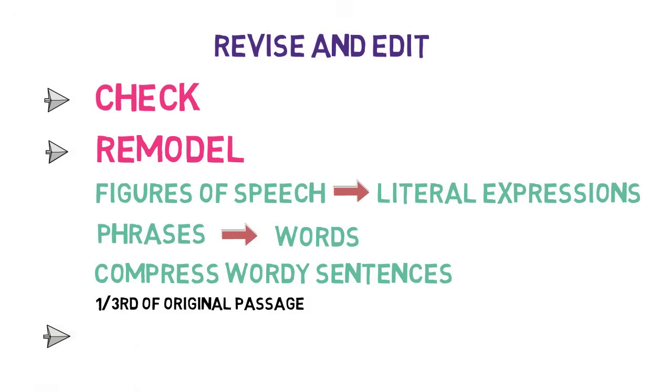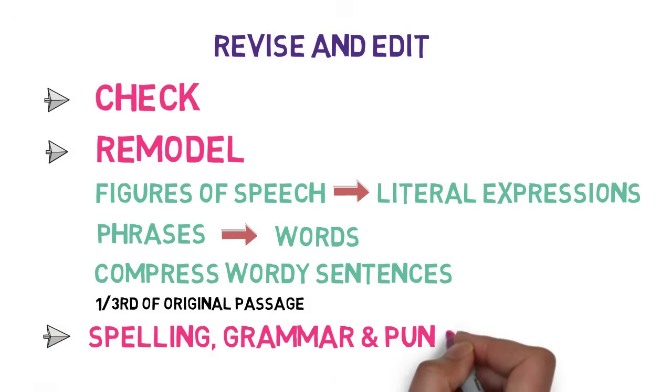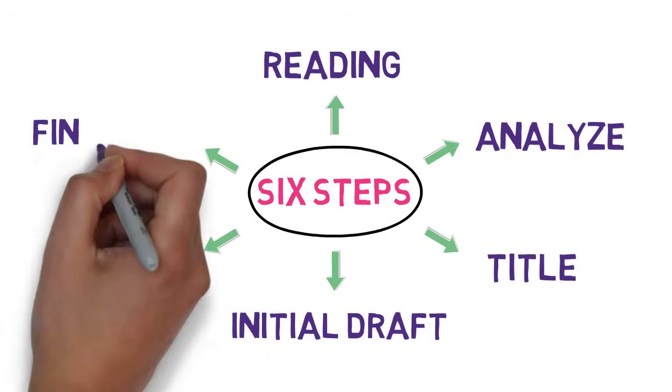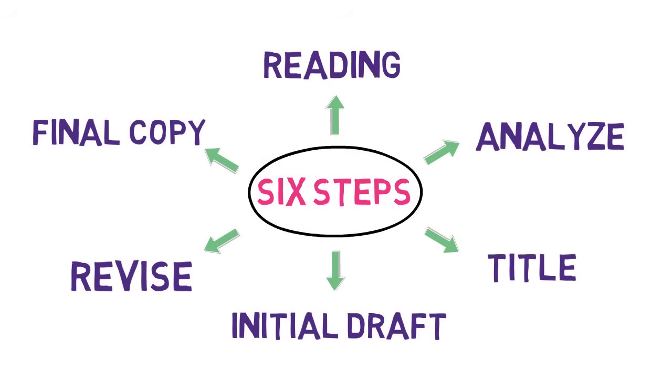And point 3, check spelling, grammar and punctuation errors. Step 6 is the final copy. Write out neatly the fair copy under the heading you have selected. So, these are the 6 steps that need to be followed while writing any Precis.